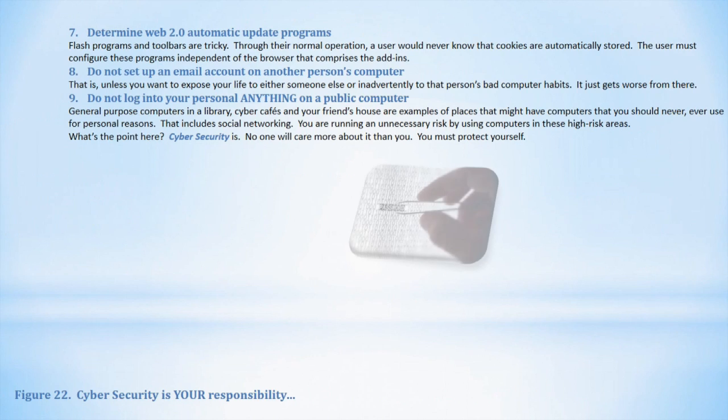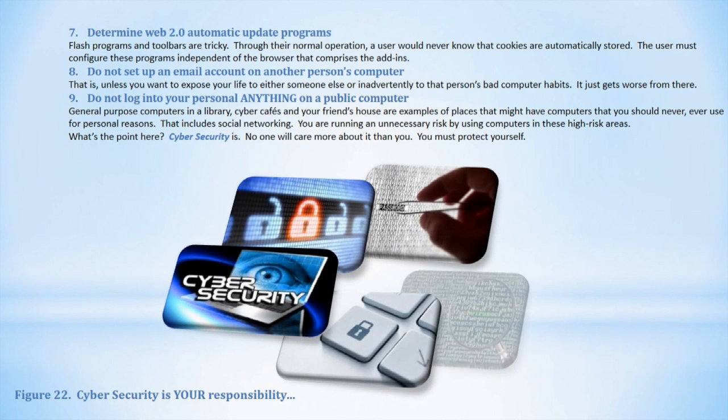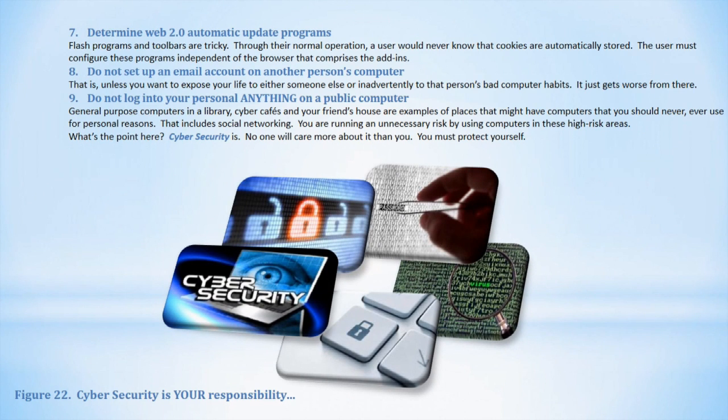The next is determine what Web 2.0 automatic update programs are in place. For example, if you're on a computer that automatically updates certain applications on the system without you knowing about it, certain things can happen to the computer, or the computer can be exposed to the internet while you're using it and without your knowledge or permission.